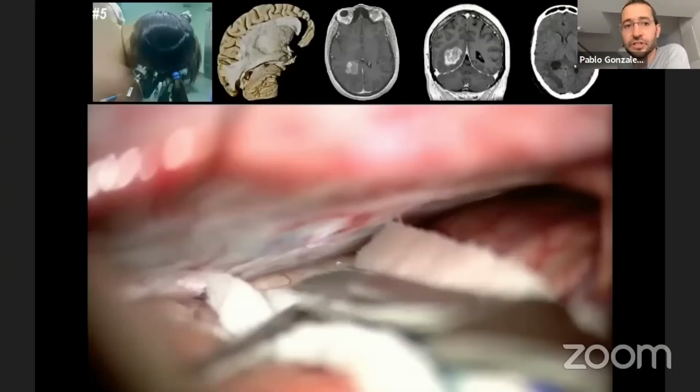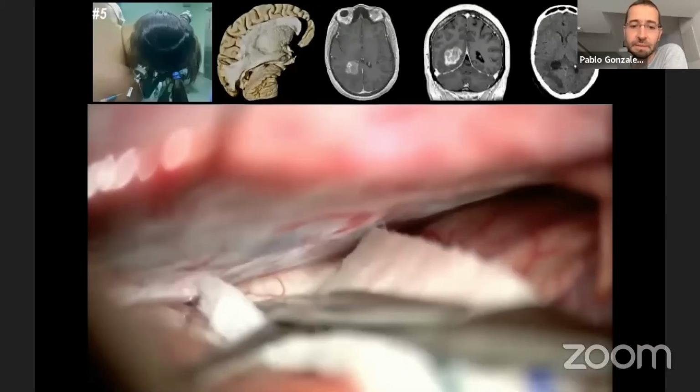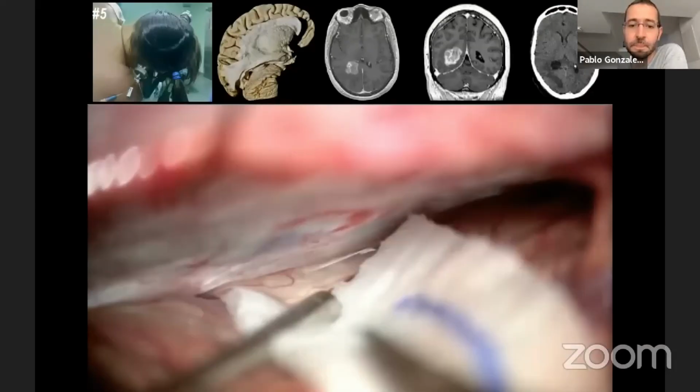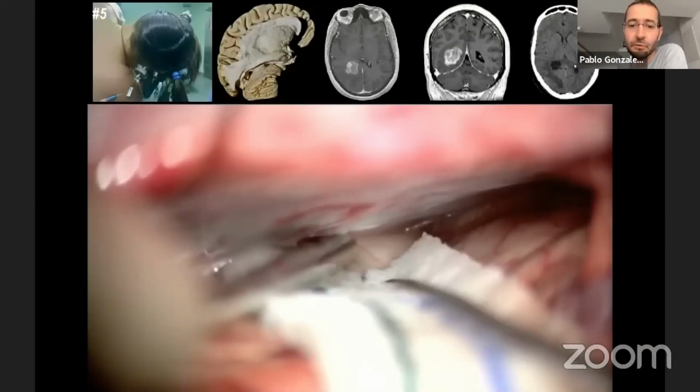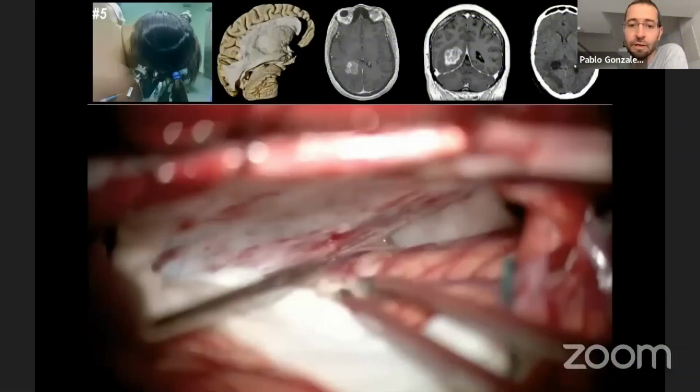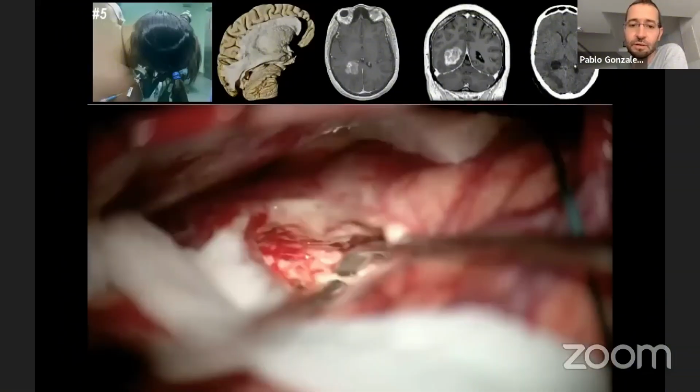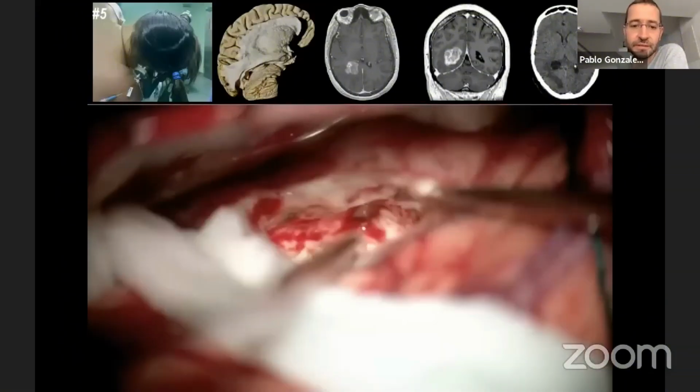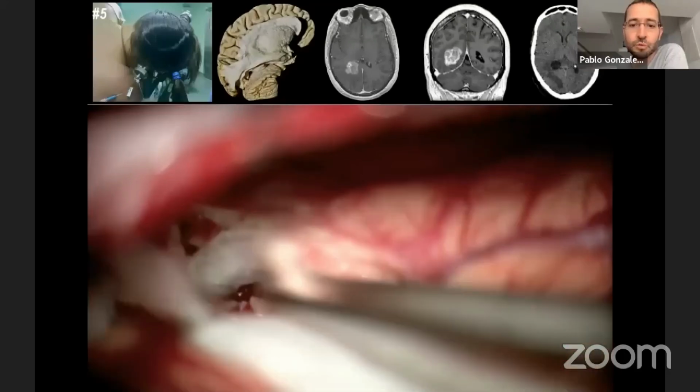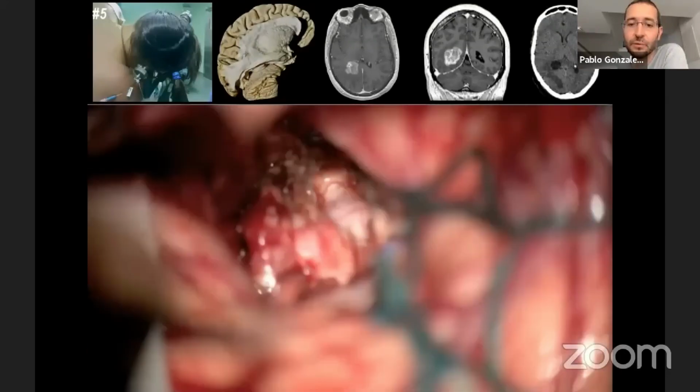So, lateral position, ipsilateral approach, interhemispheric parieto-occipital. Once we reach the splenium, we release some CSF, we place a cottonoid, and then we go directly to the isthmus. We start debulking this intrinsic lesion, and we want to enter the atrium. This is going to be our lateral limit.